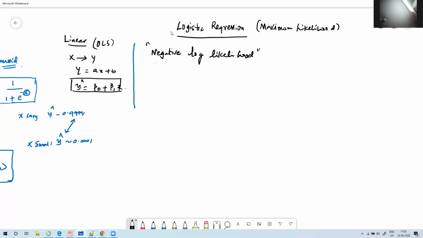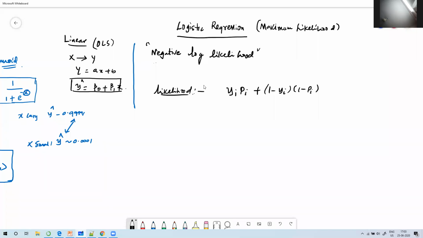Negative log likelihood is very tricky to understand for beginners. So I would give you the likelihood equation and we would stop with likelihood itself. As you read more about it, then you can easily understand what the negative log likelihood is. The likelihood equation is like this: yi into pi plus 1 minus yi into 1 minus pi. So this is called the likelihood equation.